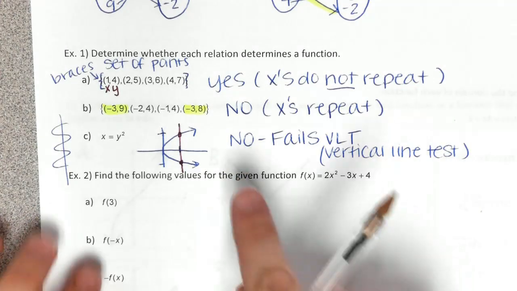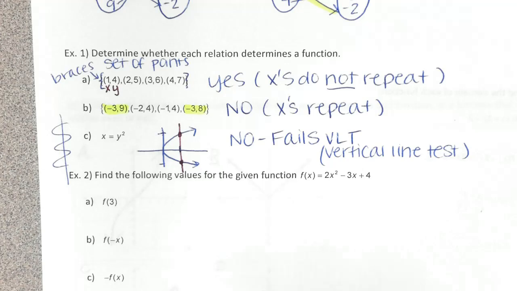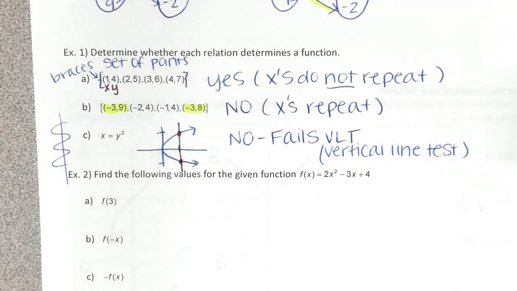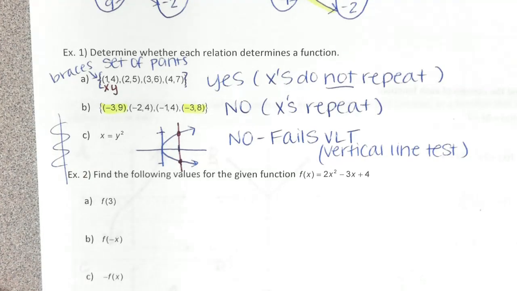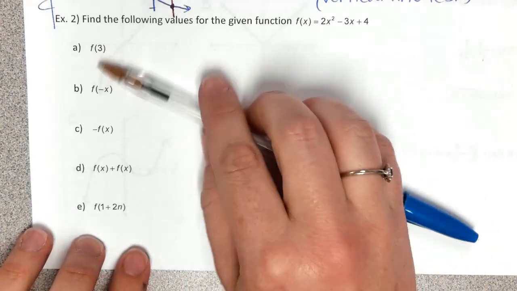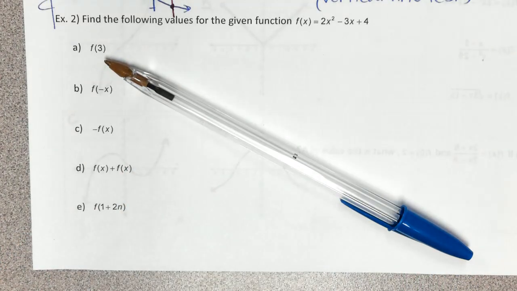All right. So if you can visualize a picture of what your relation looks like, you can use the vertical line test to tell if your relation is a function or not, and this one is not. Okay. So moving on. Now we're going to evaluate functions. Can anyone raise their hand and tell me what does f of 3 mean? Not what does it equal, what does it mean?